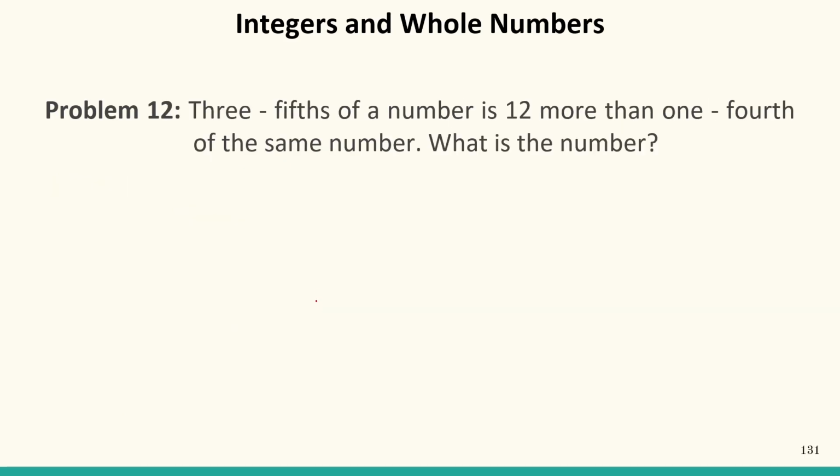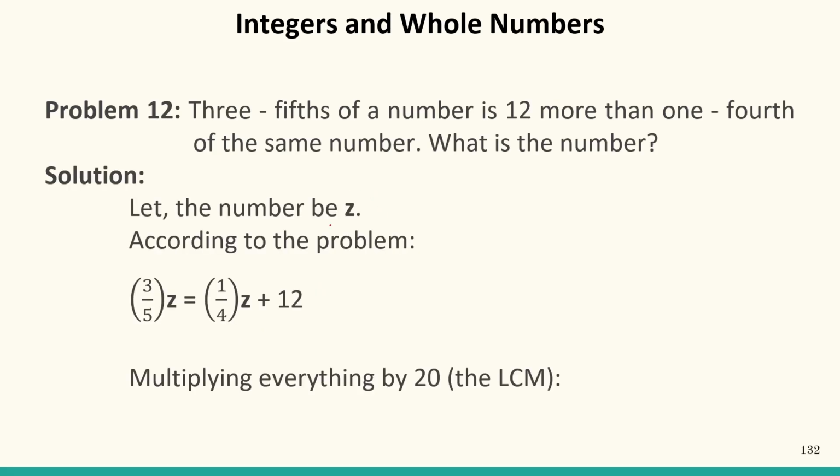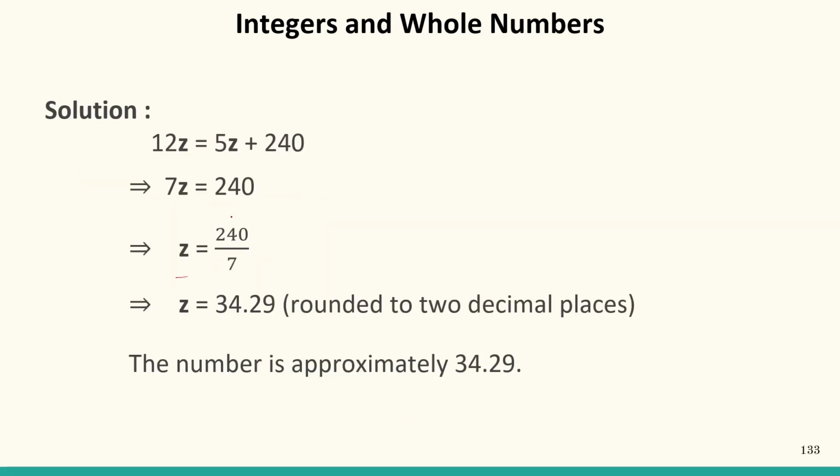Okay. So 3/5 of a number is 12 more than 1/4 of the same number. So 3/5 z is equal to 1/4 z plus 12. Okay, we can derive this conclusion right from here. So multiplying everything by 20, we are left with z is equal to 14 to 7. So z will be 34.29. The number is approximately 34.29.